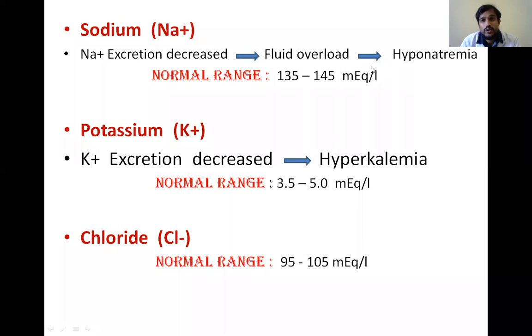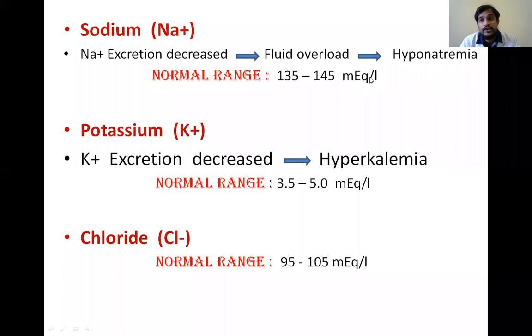So why is sodium decreased, why does hyponatremia occur in renal failure? There are two reasons. One is when sodium is retained, it leads to retention of fluids. So more fluid is also retained and the sodium gets diluted, which leads to hyponatremia. Whereas potassium does not cause any fluid retention, so it goes to a hyperkalemia state.